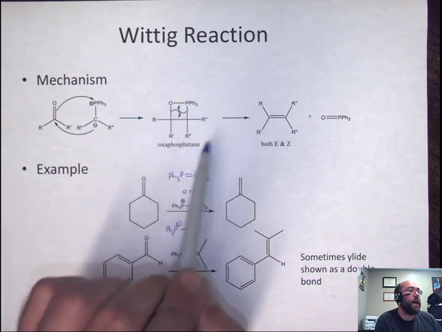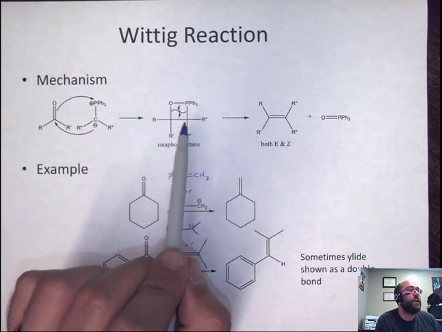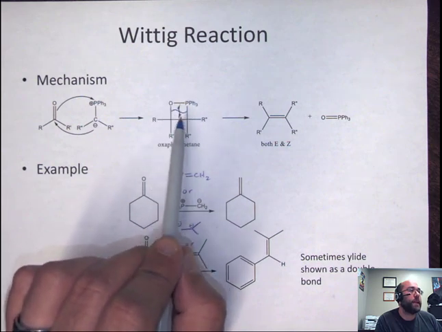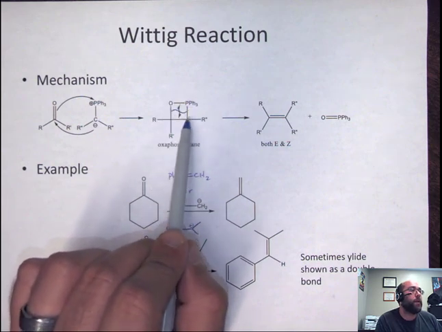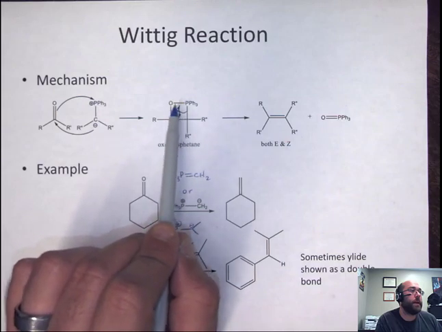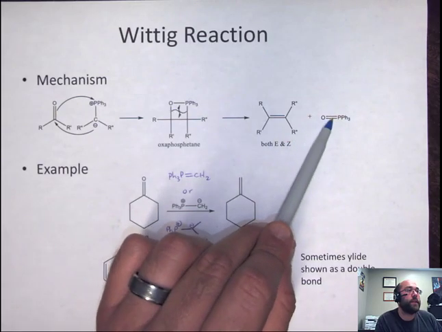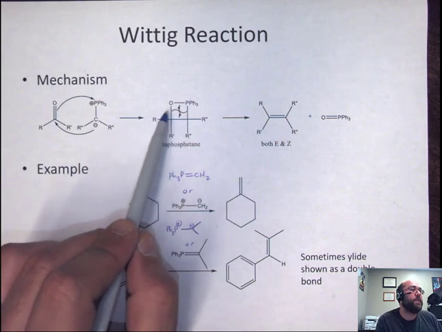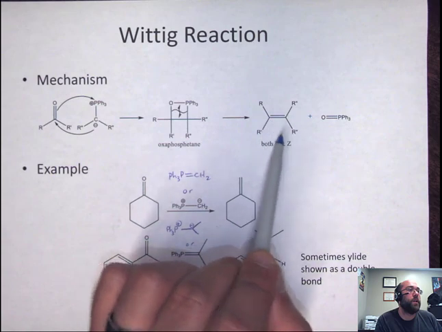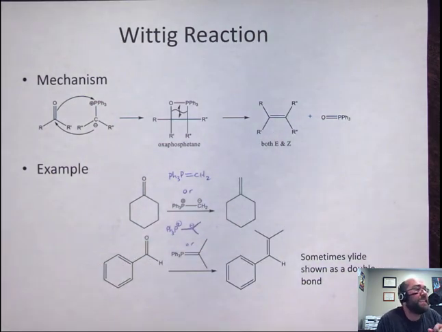Then when you have your four-membered ring structure here, the phosphorus and the oxygen are going to stay together. So you're going to break the carbon-phosphorus bond, and it's going to donate electrons to make this double bond here, right? That one right there. And then this side over here is going to break the oxygen-carbon bond, and we'll get our double bond there. And you can see both E and Z alkene products, all right?